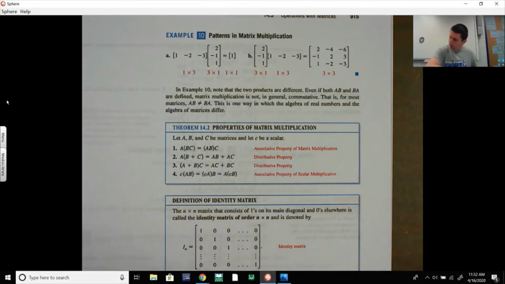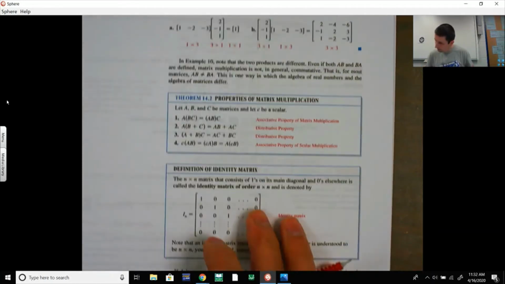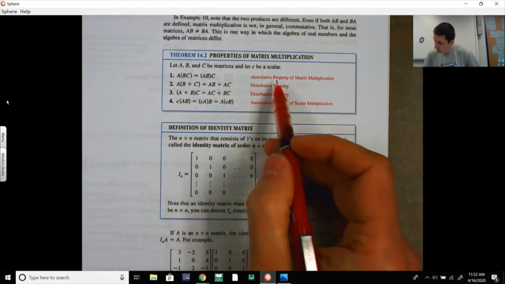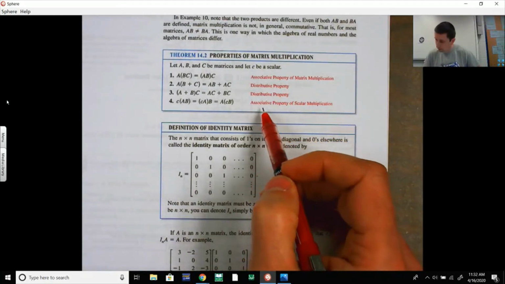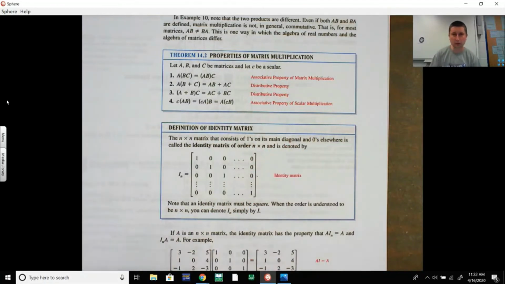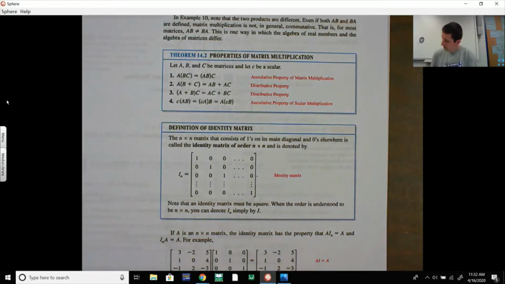Okay, properties of matrix multiplication. Associative property works, distributive property works, and scalar multiplication with associative does work. Notice what's not on here is commutative property, and we just saw that A times B does not equal B times A. Commutative property can apply, but it doesn't always apply.